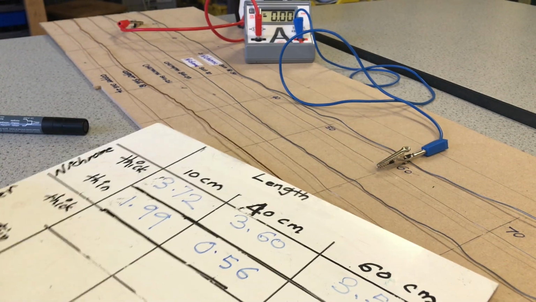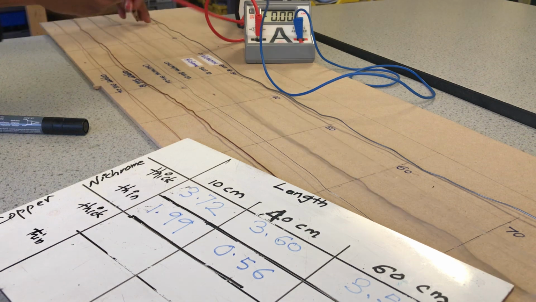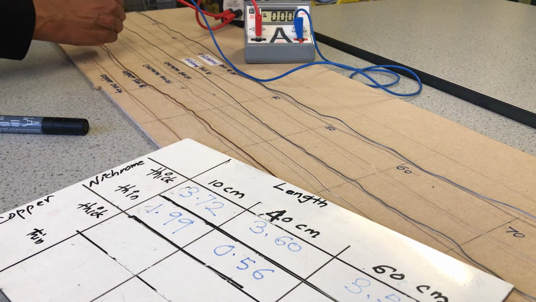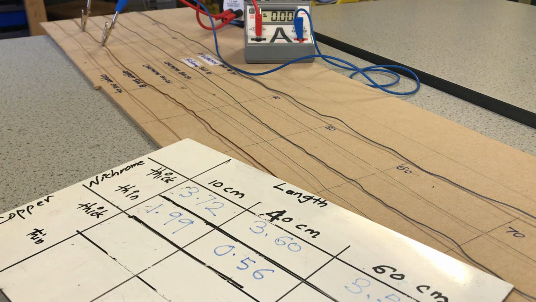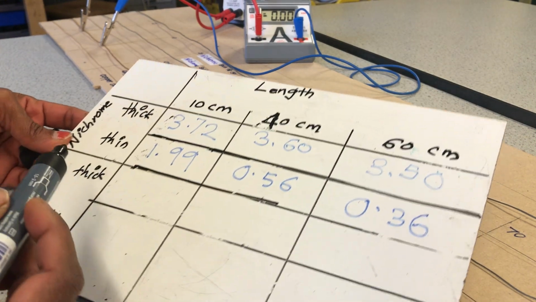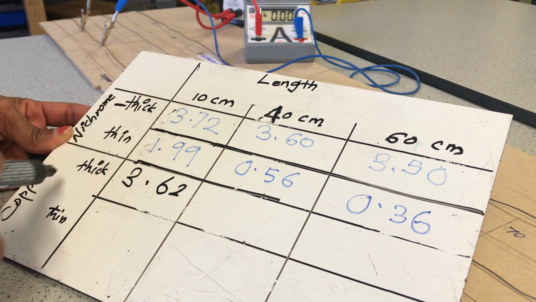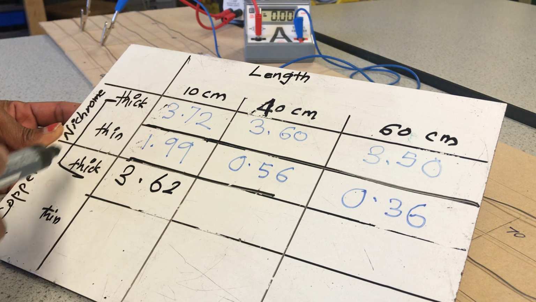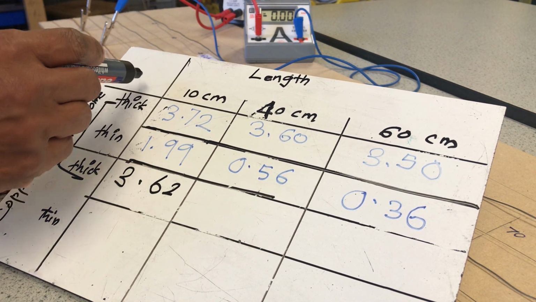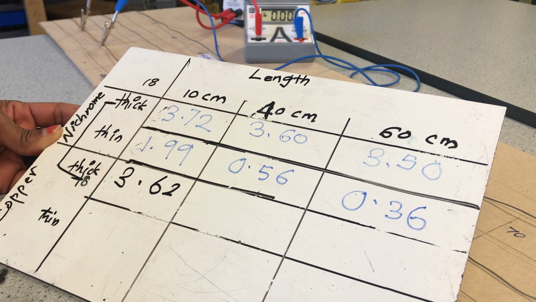And now I am going to check with another different metal. I will choose copper wire for 10 centimeters, thick copper wire, and I'm going to check the ammeter reading. It shows 3.62. So now I am going to compare thick copper wire and the nichrome wire. The thickness is the same, because the thick wire of nichrome is wire gauge 18 and the copper thick wire is also the same gauge.